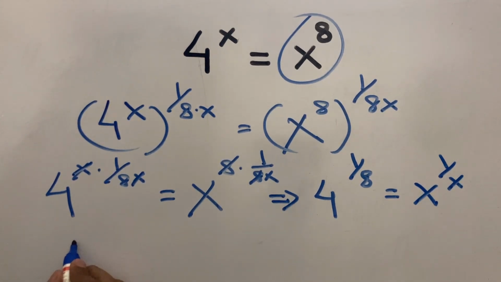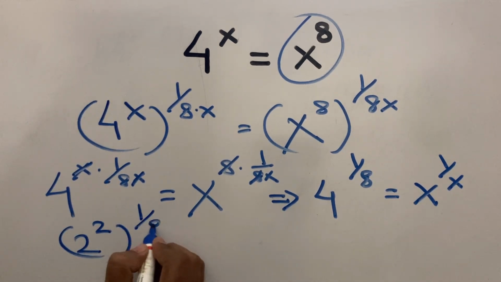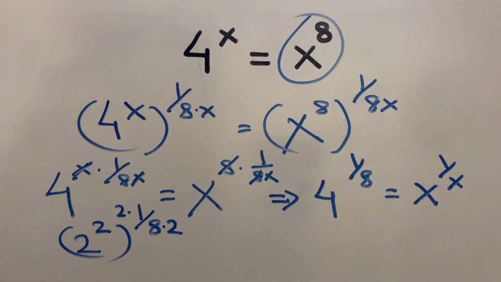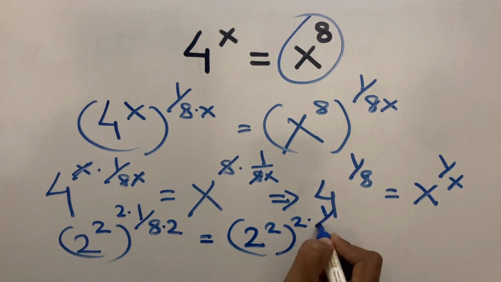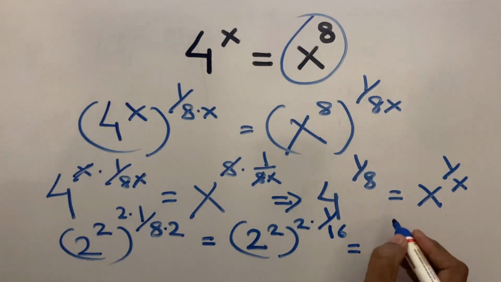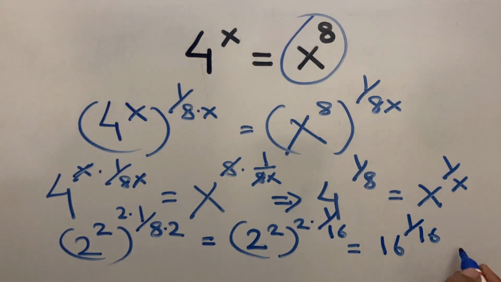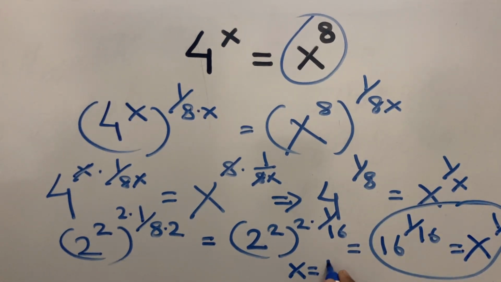So 4 is also equal to 2 to power 2, and the exponent is 1 divided by 8. Now multiply by 2 and divide by 2. So this will become 2 to power 2 multiplied by 1 divided by 16, which is also equal to 16 to power 1 divided by 16, which is equal to x to power 1 divided by x. So by comparing this, x will be equal to 16.